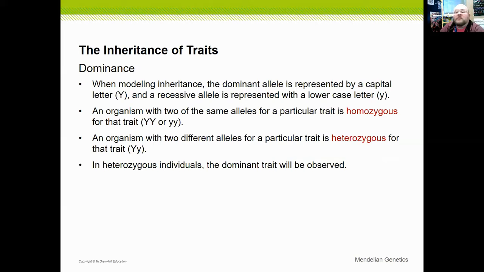An organism with two of the same alleles for a particular trait is called homozygous for that trait. So either two big Ys or two little y's. If the traits are the same allele, it's homozygous. An organism with two different alleles for that trait is heterozygous. So big Y, little y, they are different alleles for the same trait. In heterozygous individuals, the dominant trait is going to be observed. So obviously in homozygous, if you have two capitals, it's going to be dominant. If you have two lower cases, it's going to be recessive. And if you have a capital and a lowercase, the dominant takes over and will be observed. So heterozygous is always showing the dominant trait.